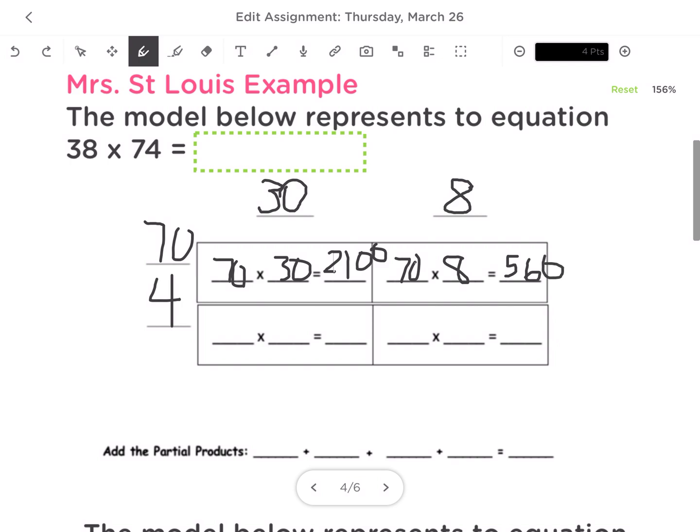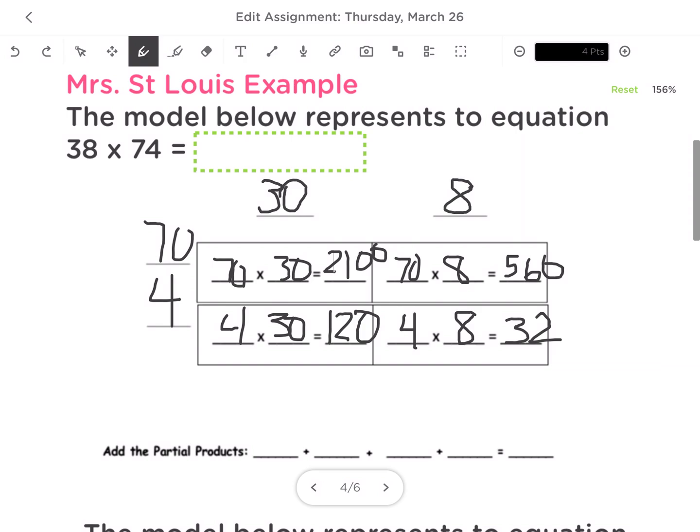Okay, now we're going to go to the bottom row. So now we're going to be multiplying the 4 times the 30 on this first one. Okay, so 4 times 3, I know that's 12, and there's only 1 zero in my problem, so I'm going to add a 0 to my answer. Gives me 120. Then my next box, I'm going to take my 4 times my 8, and that gives me 32. Because there are no zeros on my 4 or my 8, I don't have to add any to my answer, so my answer is just 32.